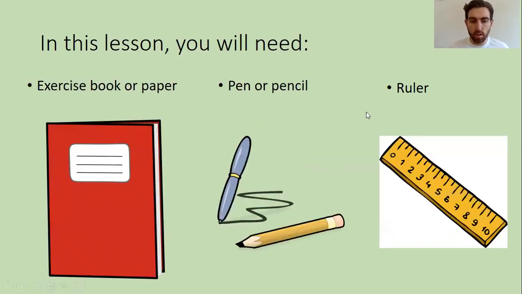In this lesson, you will need an exercise book or some paper, a pen or a pencil, and a ruler or some sort of straight edge that you can draw straight lines with. If you don't have any of these things with you right now, please pause the video, run off and get yourself these bits of equipment that you need.